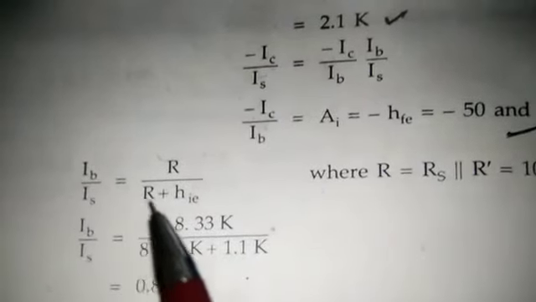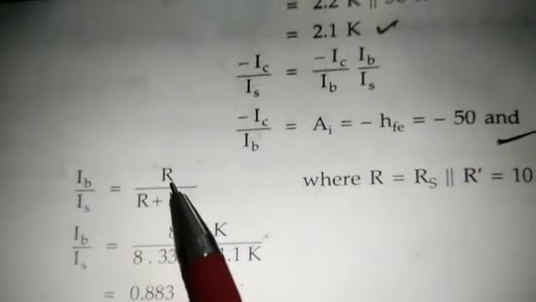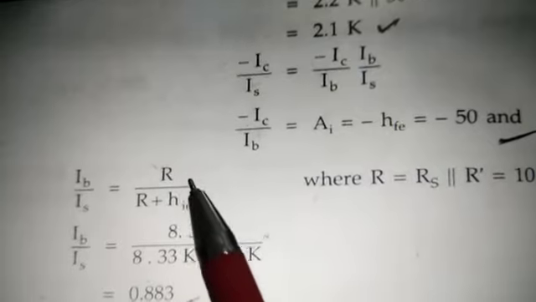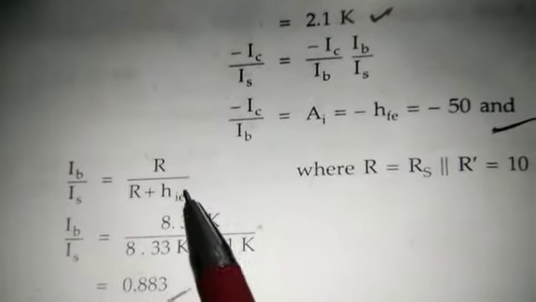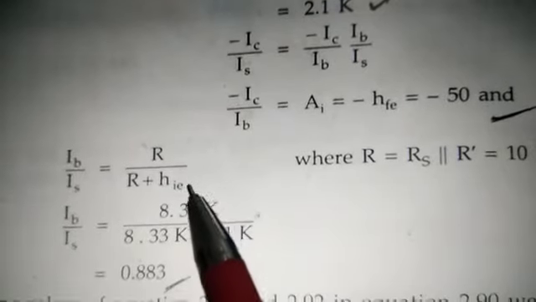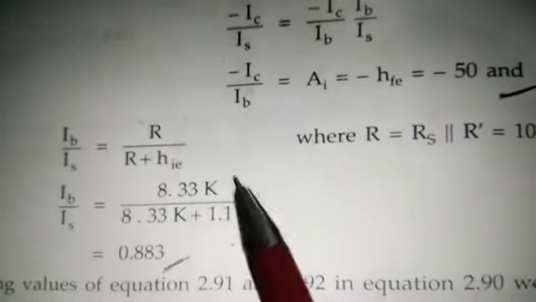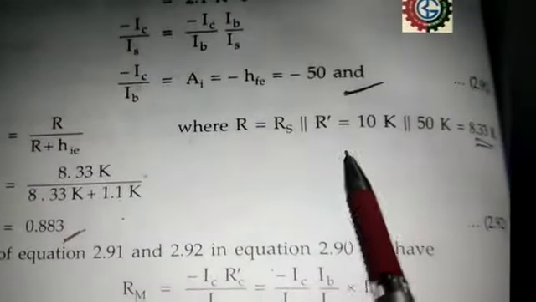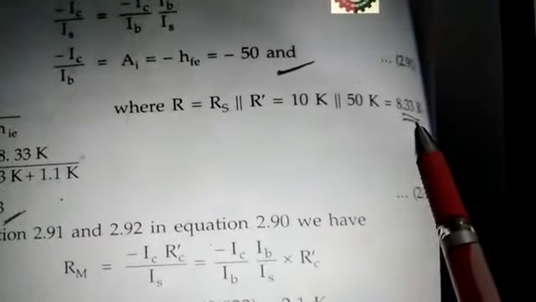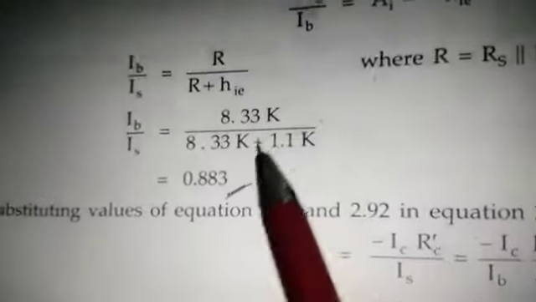You can go through the equivalent diagram and see R is the parallel combination of R dash and Rs. So IB by Is is R upon R plus hie, where hie is the input resistance of the transistor. You can put these values; we have all of them. This R is given here, Rs parallel to R dash. This value is calculated as 8.33.